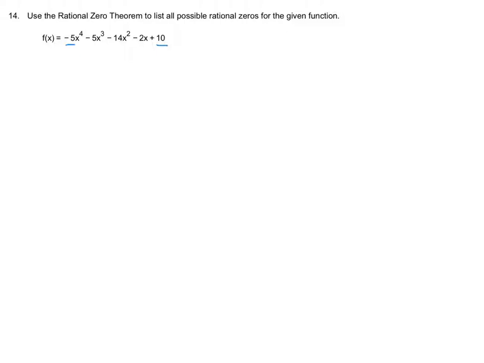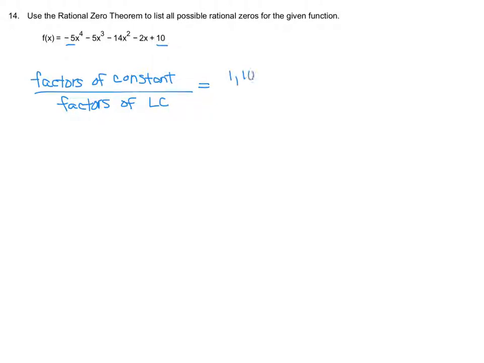First, list the factors of the constant term. The factors of 10 are 1 times 10, negative 1 times negative 10, 2 times 5, and negative 2 times negative 5. We need to list the positive and negative factors. Next, we'll list the factors of the leading coefficient. The factors of negative 5 are 1 and negative 5, and then negative 1 and positive 5.